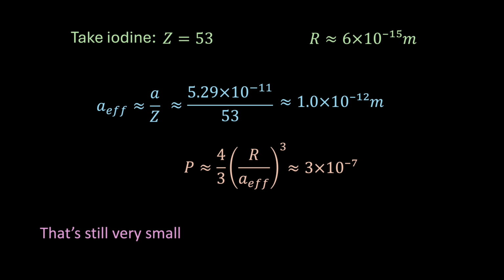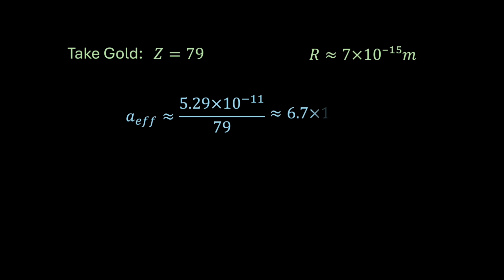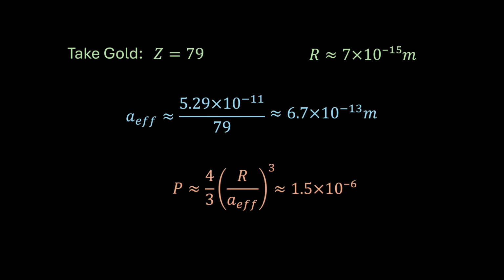Now, that's still very small, but notice it's about 8 orders of magnitude larger than in the hydrogen case. And if we take gold as another example, with Z equals 79 and a nuclear radius of around 7 times 10 to the minus 15 meters, we see that the effective Bohr radius is smaller still, at around 6.7 times 10 to the minus 13 meters. And this leads to a probability of approximately 1.5 times 10 to the minus 6.